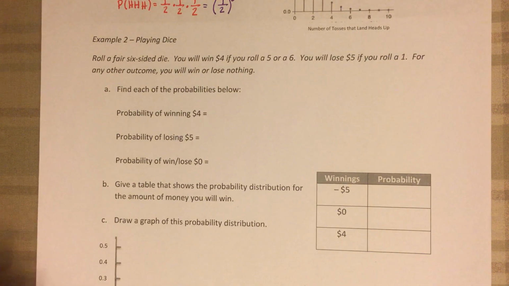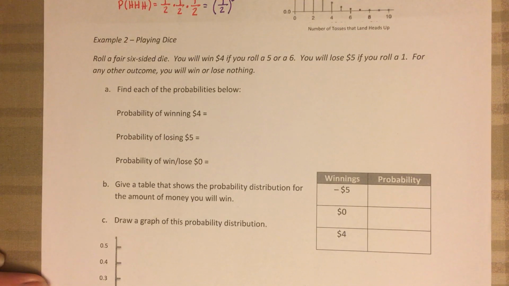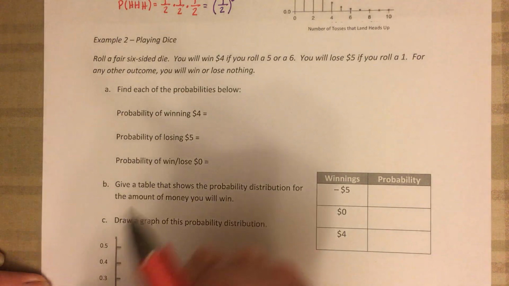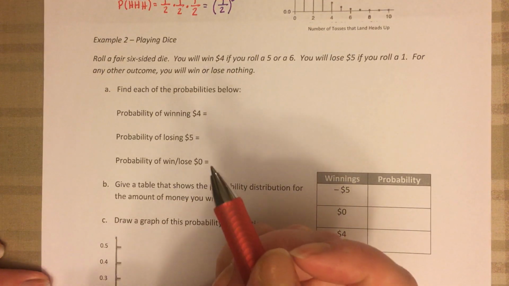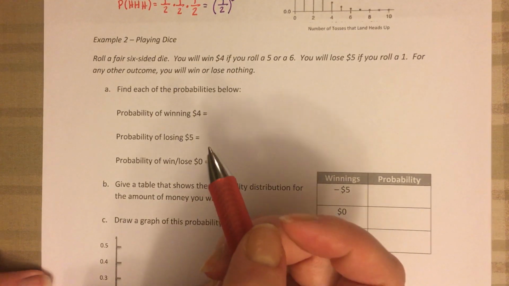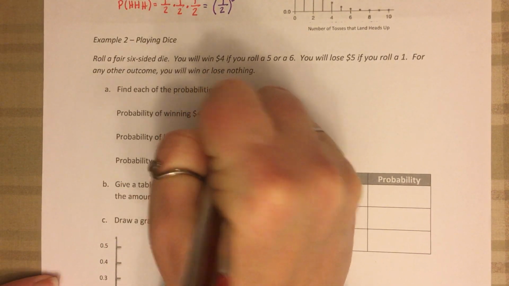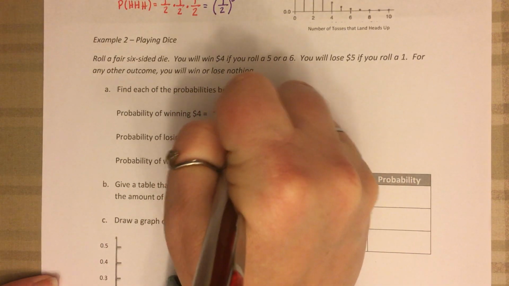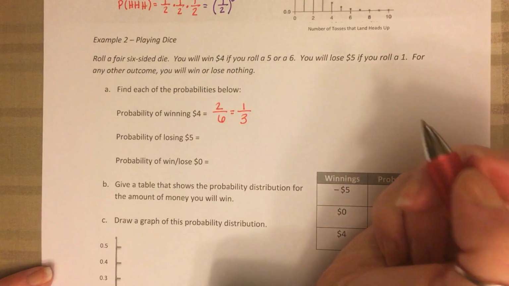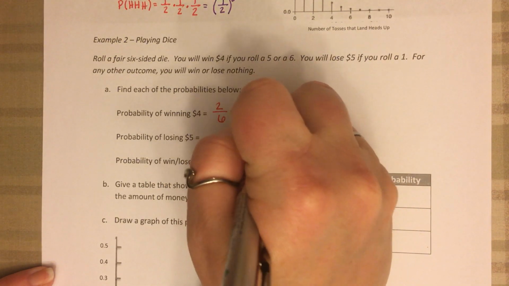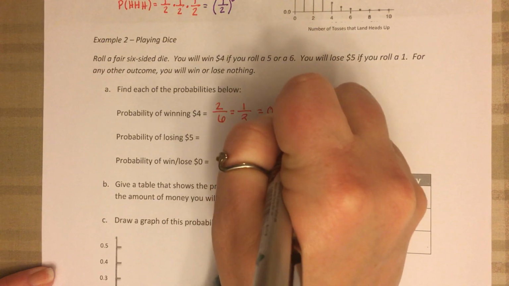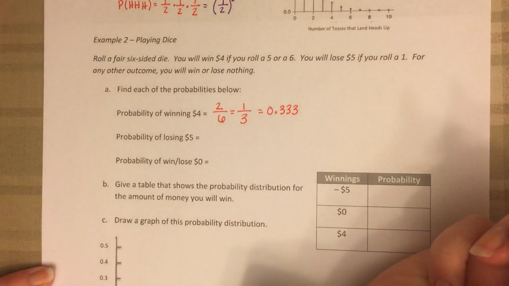As we're rolling this die, we're going to win $4 if we roll a 5 or a 6. We're going to lose $5 if we roll a 1. And for any other outcome, you will win or lose nothing. So our probability of winning $4, that means that we have rolled a 5 or a 6. That is 2 outcomes out of the 6 sides of our die, which is 1 out of 3. We're going to go ahead and change that to a decimal. We're going to round it to 3 places, so we're going to have 0.033.